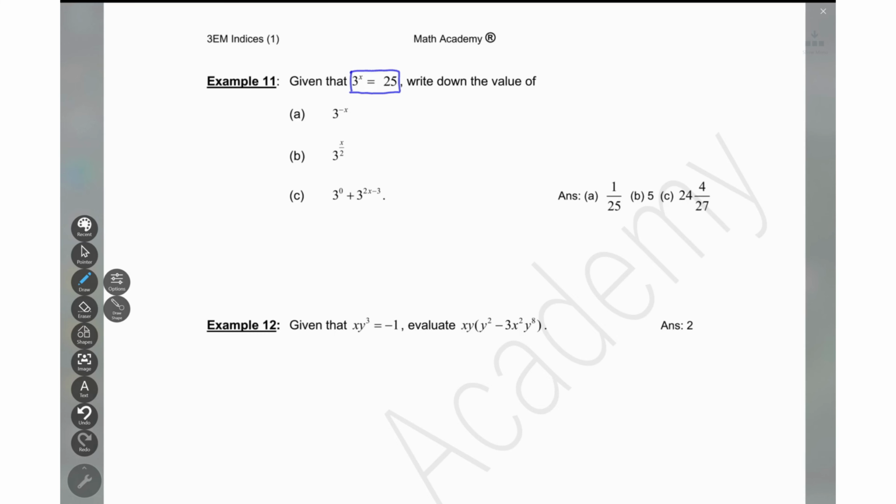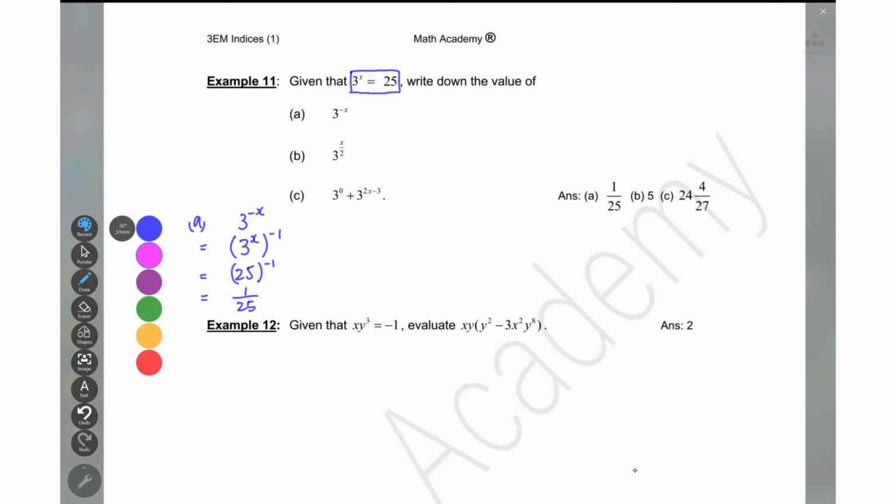Okay, so let's look at part A. So we have 3 to the power of negative x. So I'm going to rewrite it such that it looks like 3 to the power x. So we have 3 to the power x raised to the power of negative 1, so that when the powers multiply, it becomes 3 to the power negative x. Okay, so now we have 3 to the power x already, then we are able to use 25. So we see 25 to the power of negative 1, meaning the value will be 1 over 25.